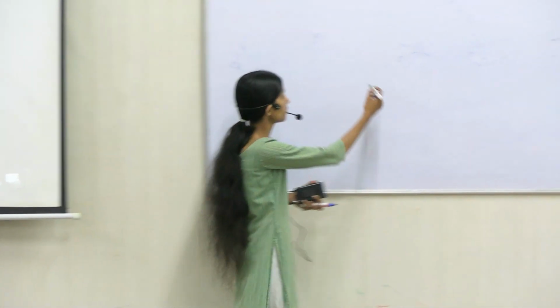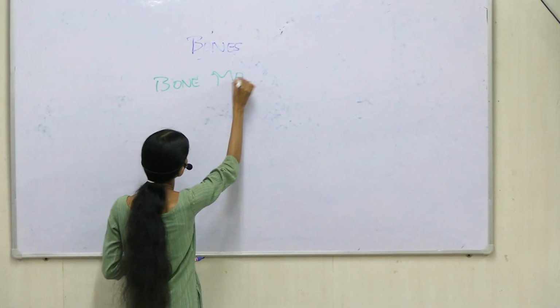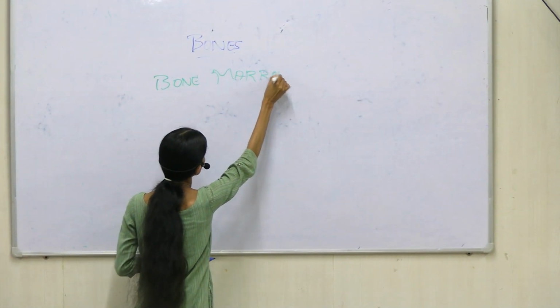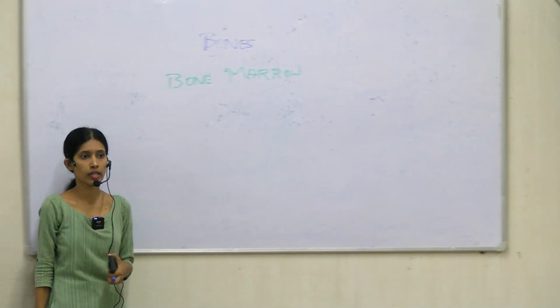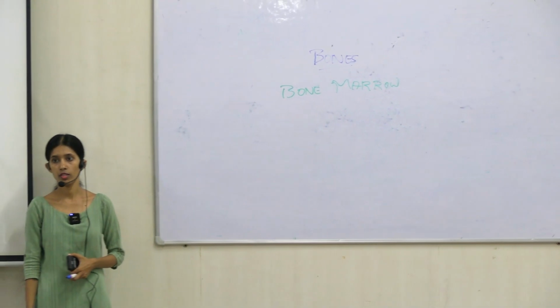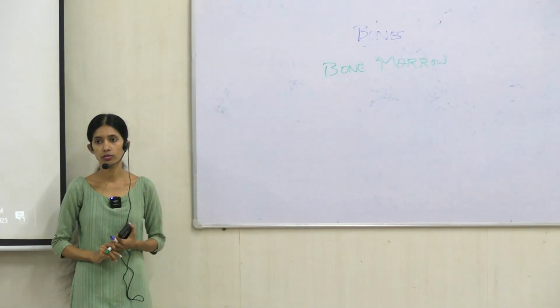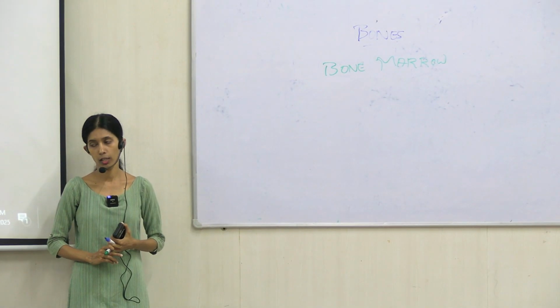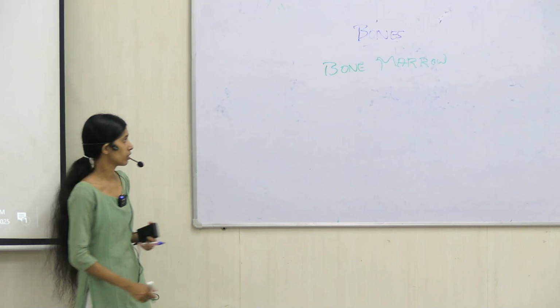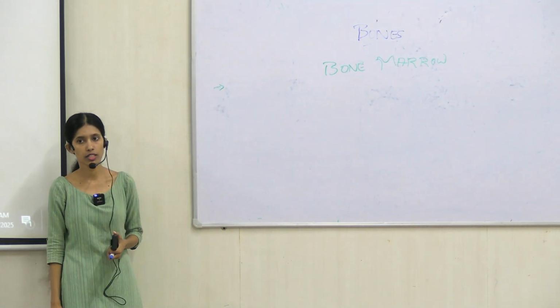Formation of RBCs, okay? And how many types of bone marrow do we study? 2 types, very good. What are those? Red bone marrow, yellow bone marrow, okay, fine. Then most of you know the basic things. So I'll start with the definition.